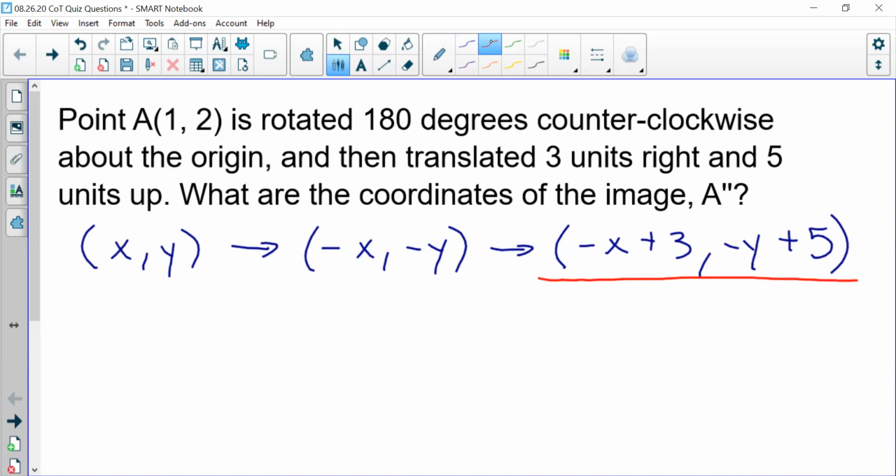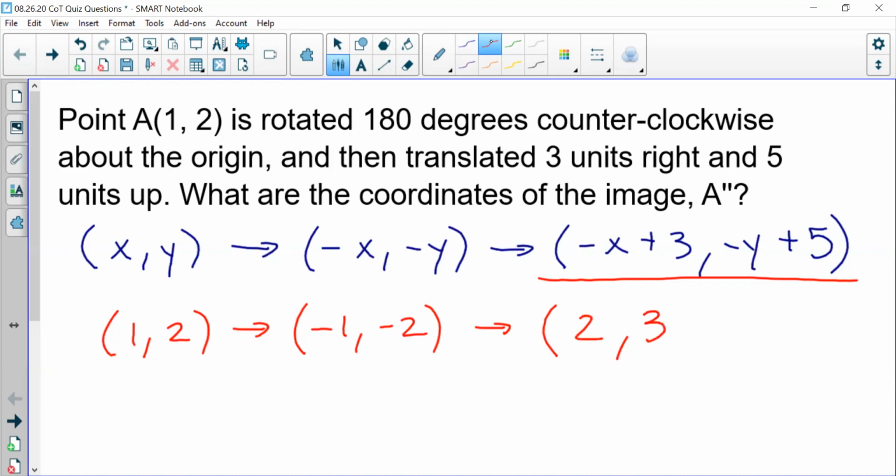So we started off at (1, 2). We can even follow what we've done with the rotation. This would become (negative 1, negative 2), and then from there, we add 3 to x. Negative 1 plus 3 is a positive 2. Negative 2 plus 5 is a positive 3. So our answer for A double prime is the coordinates (2, 3).